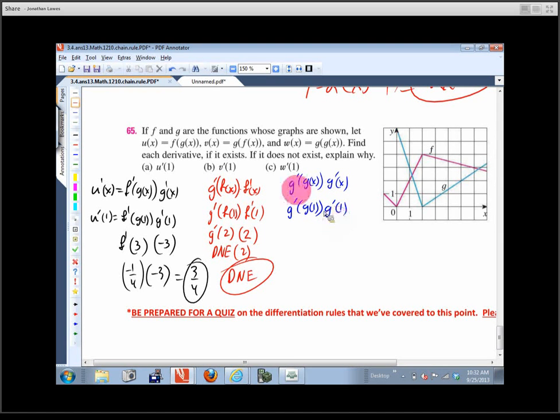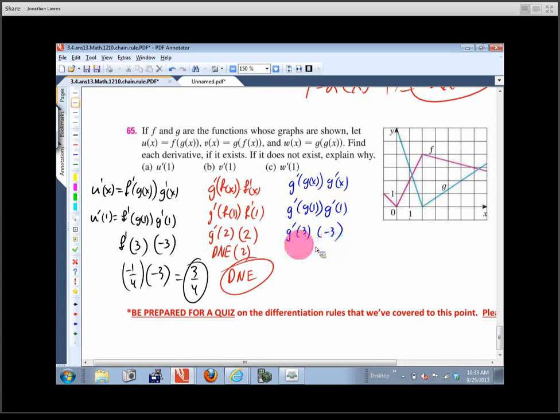Okay, so derivative of the outside, derivative of g, leave the inside alone, which happens to be g, times the derivative of the inside, so g prime here. Plug in a 1. I need to know what g of 1 is, so let's come over here. G of 1 is 3, so I need g prime at 3, and I need to know the slope at 1. That's going to be -3. We good with that?